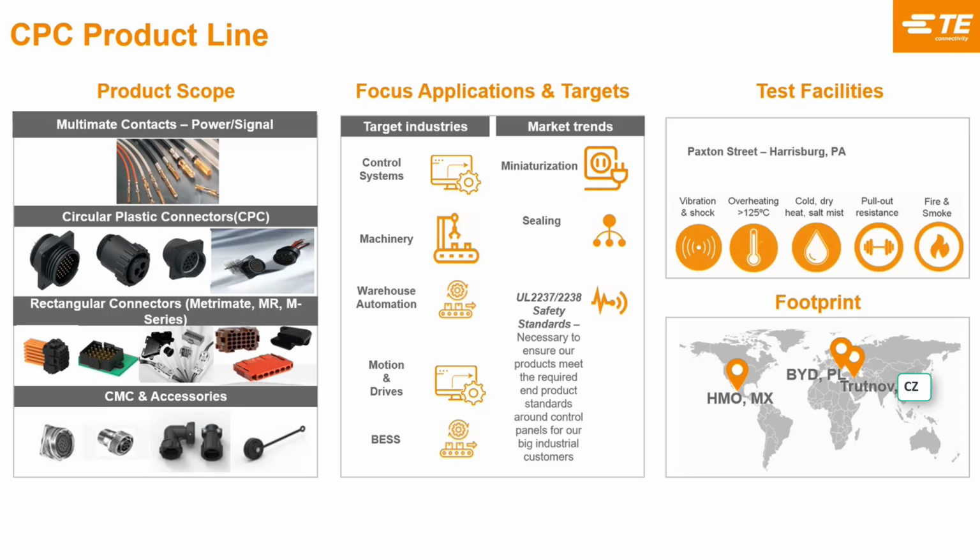And it can be a little bit confusing. CPC portfolio, it's not only circular. Yes, we also have rectangular form of connectors, and it's basically the same functionality as the circular, exactly the same. It's just a different form factor, right? So compared to the circular, it's just rectangular.